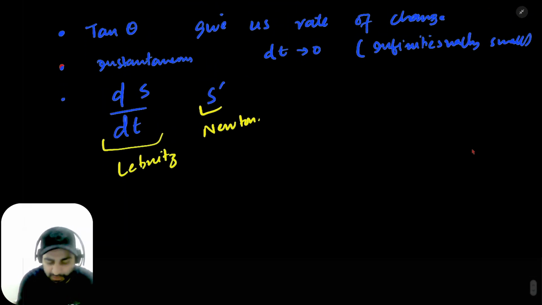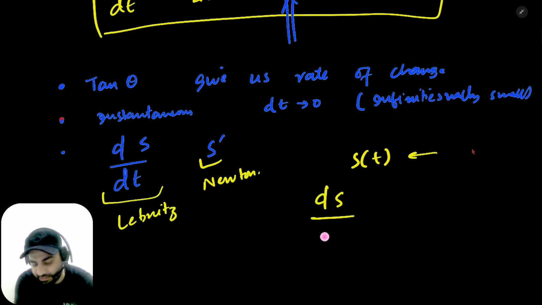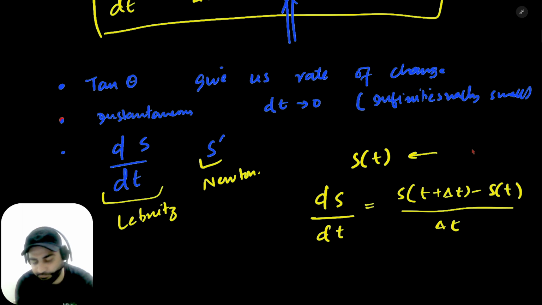Then the formula that we got is, if we have some quantity represented by, let's suppose, s of t, which represents the distance traveled at time t. So change in distance upon change in time is basically equal to s of t plus delta t minus s of t, divided by delta t. And here the argument is that this delta t is tending to 0. This is really small.